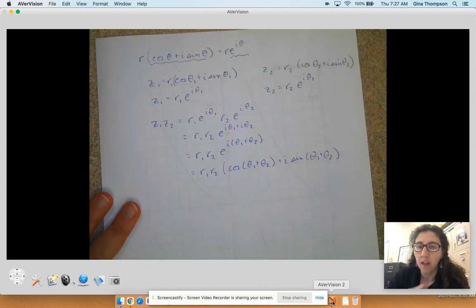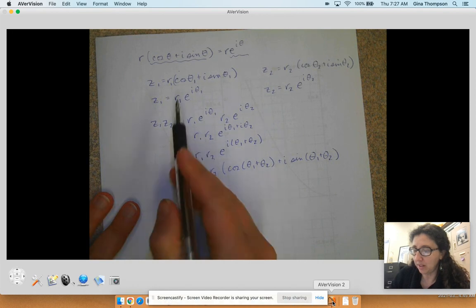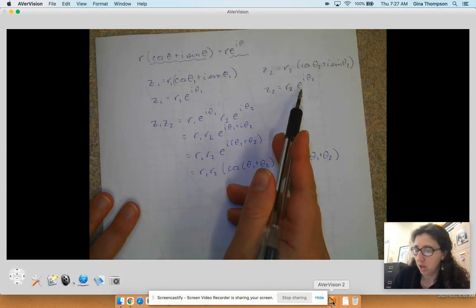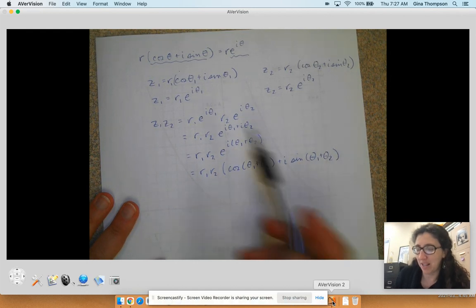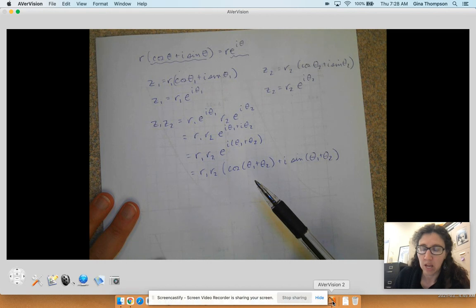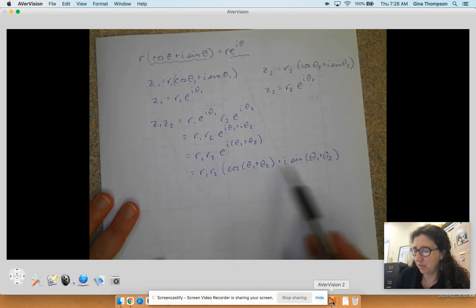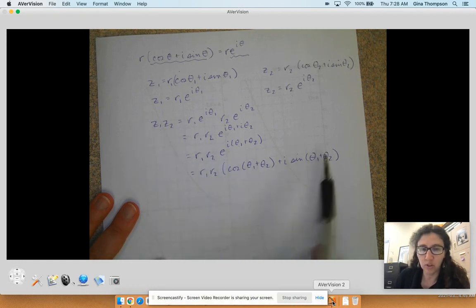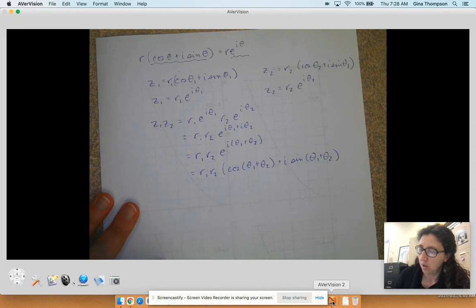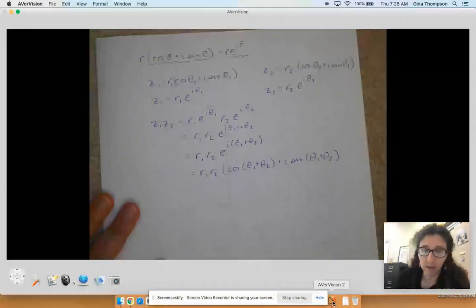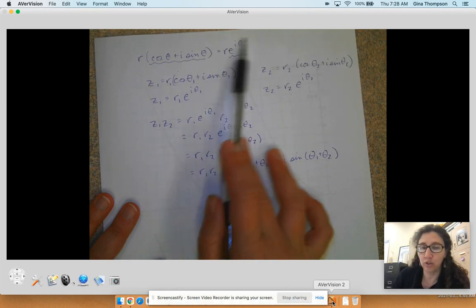Right? If you use this e form, Euler's formula, you don't really even have to remember anything. It just comes from the properties of exponents. If you're using this form, you kind of do have to remember things. This doesn't at all seem intuitive to me, that it's going to be r1 times r2, and then these two angles added together if I use this original form. So I find this so much easier to use for these properties.